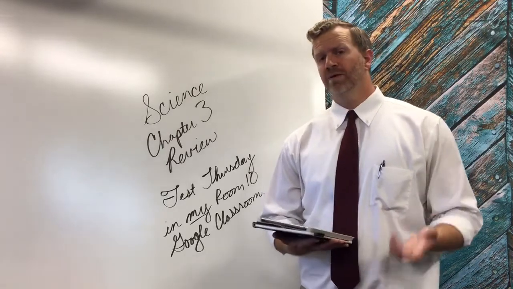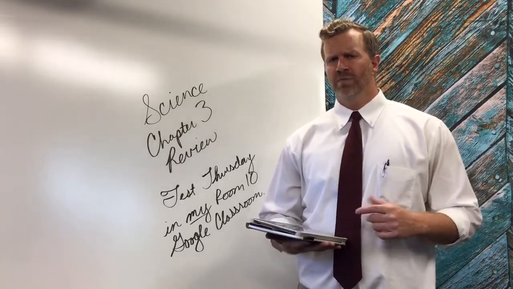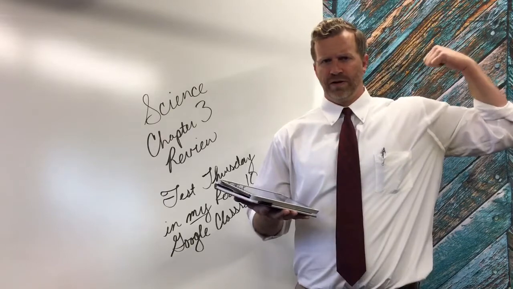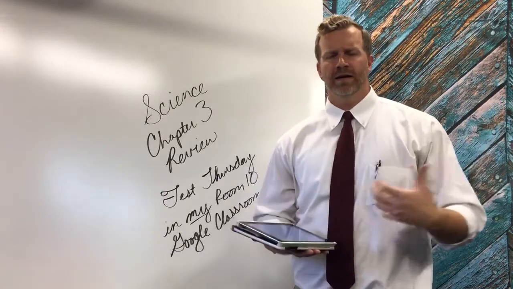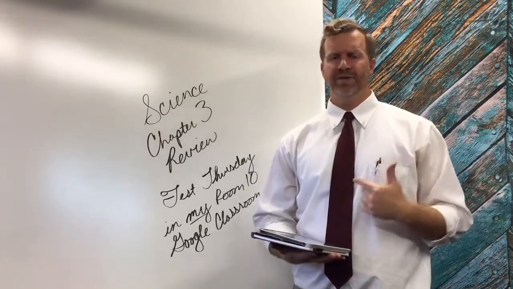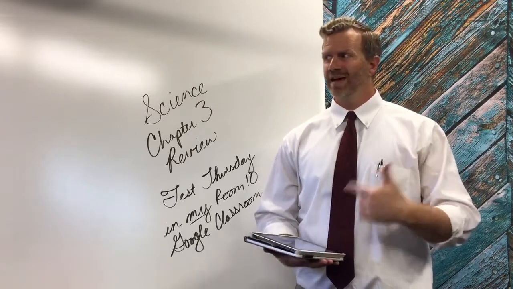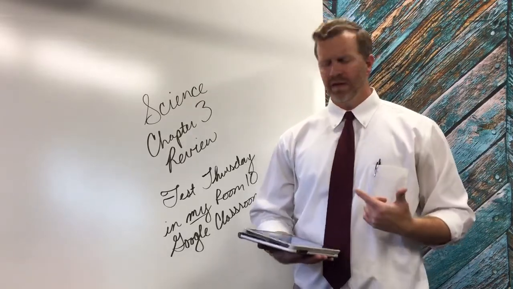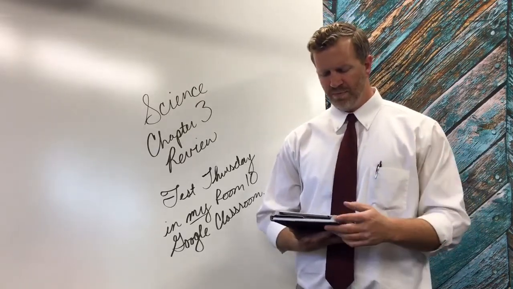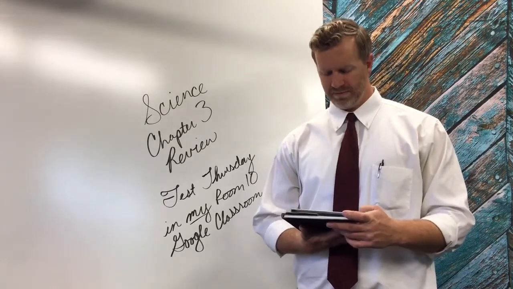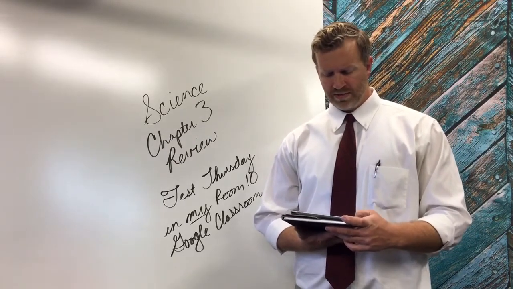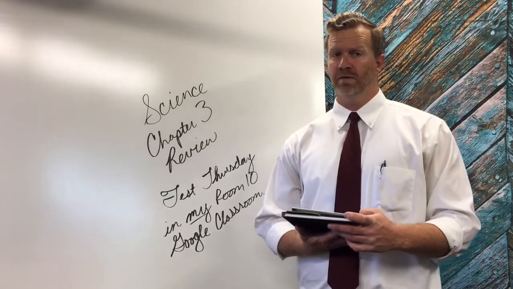Mass is the amount of material in a substance. Remember I showed you that picture of Lou Ferrigno, and he is super jacked, and we talked about how he and I have different masses. He has more muscle mass than I have. So mass is the amount of material in a substance. Now volume is the amount of space a substance takes up.